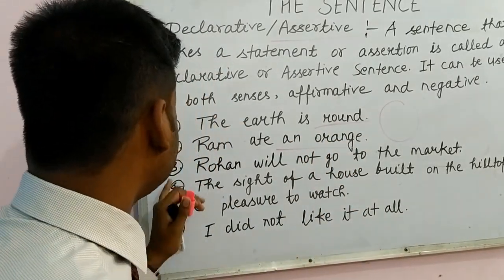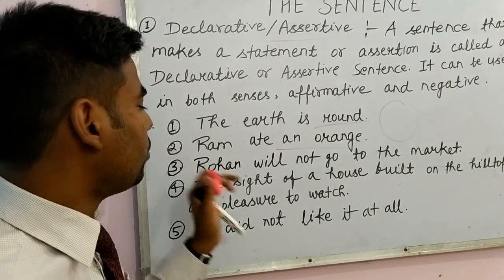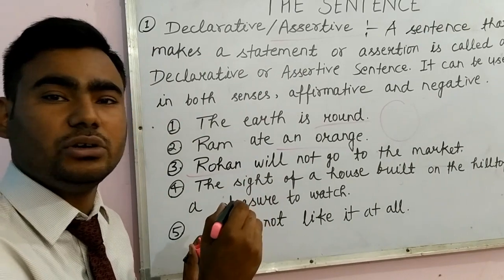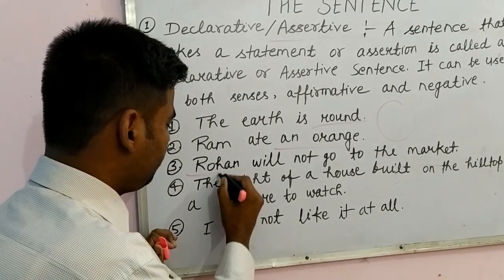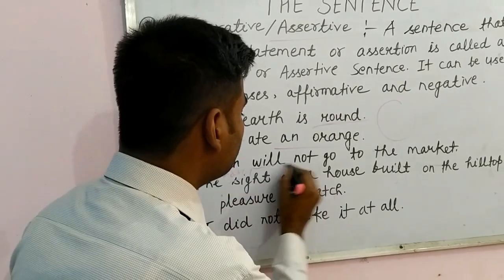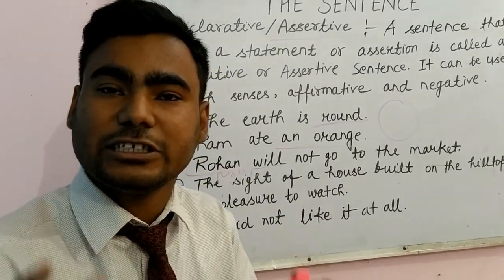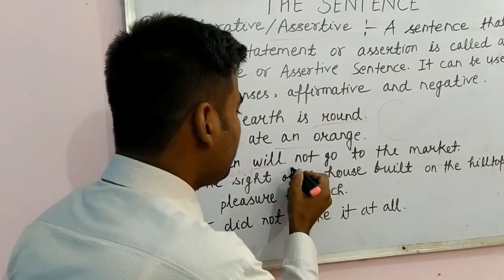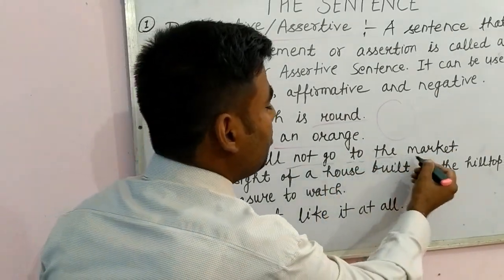Our third example is: Rohan will not go to the market. Rohan is a person. Rohan is a noun. Will is used especially for the future. Not go to the market.